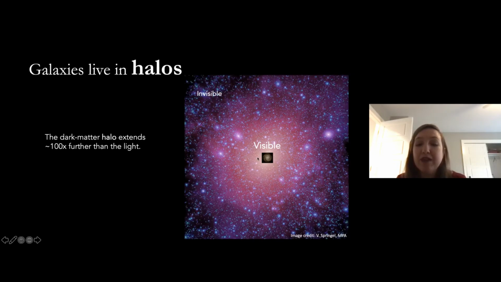And so the dark matter is densest at the center, where the luminous part of the galaxy is, and becomes less dense further out. But this cloud of dark matter, this halo of dark matter, extends almost 100 times farther out from the galaxy than the visible part. So the visible part of the galaxy is just the tip of this very large iceberg.